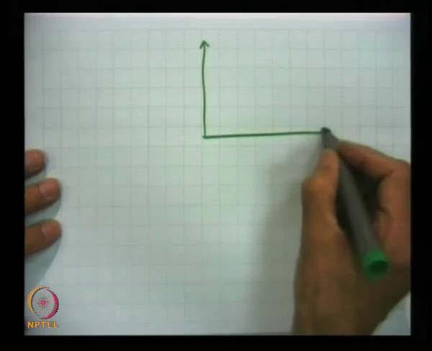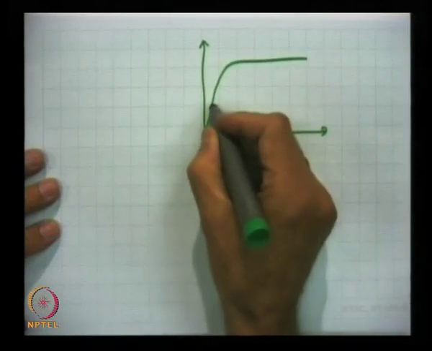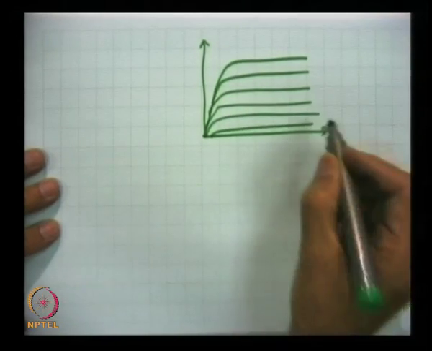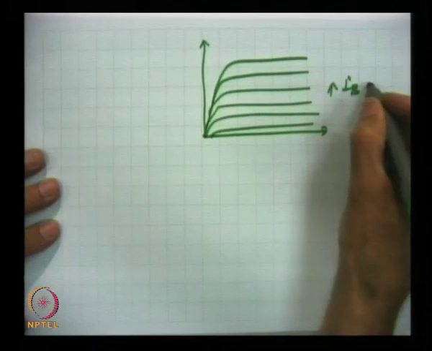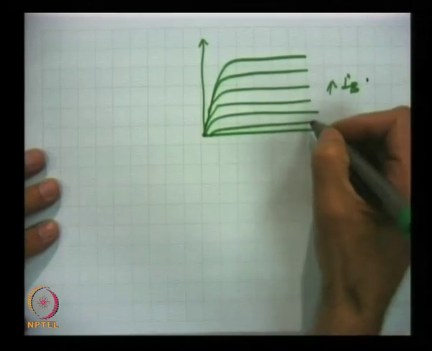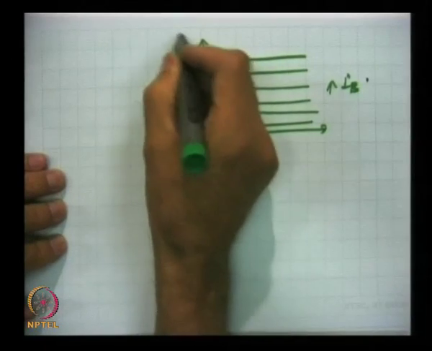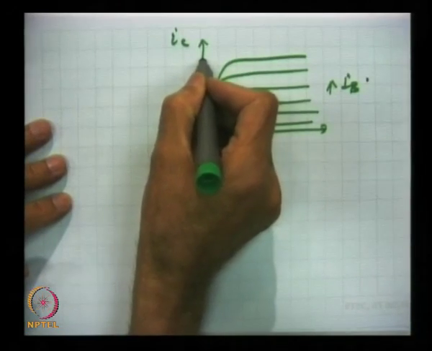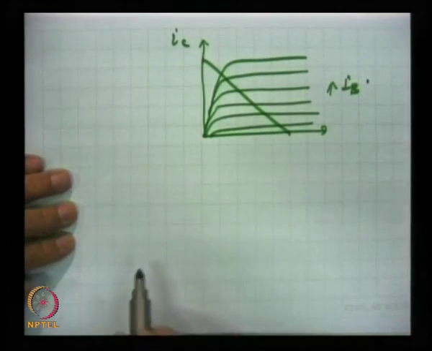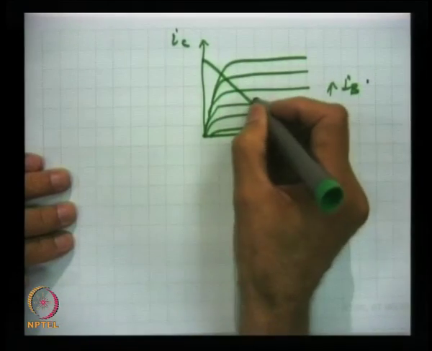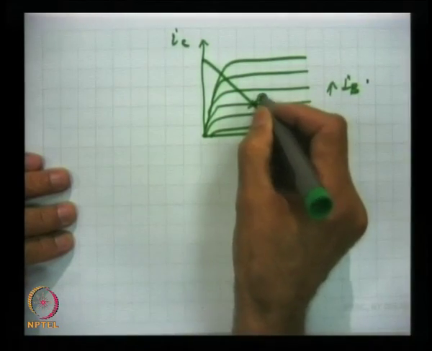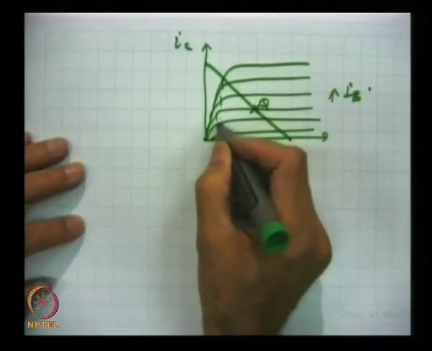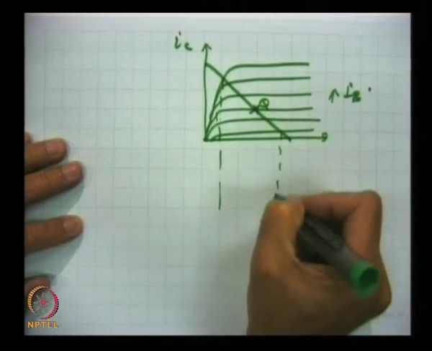These are the output characteristics. This is IB, that varies this way, and this is IC, and we draw the AC load line where we choose the operating point here, Q, and now see, using almost the whole range of the active region.